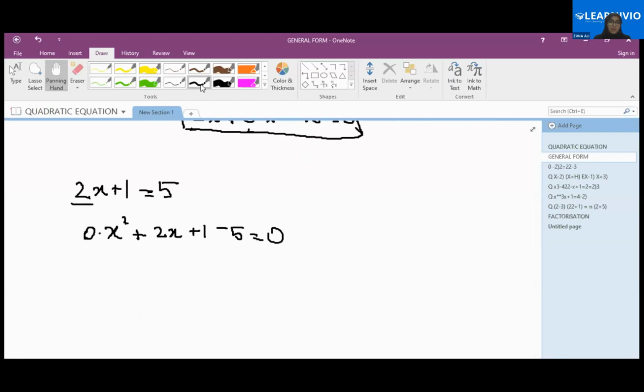So if I solve this equation further, it will give me 0 into x square plus 2x minus 4 is equal to 0. Okay.